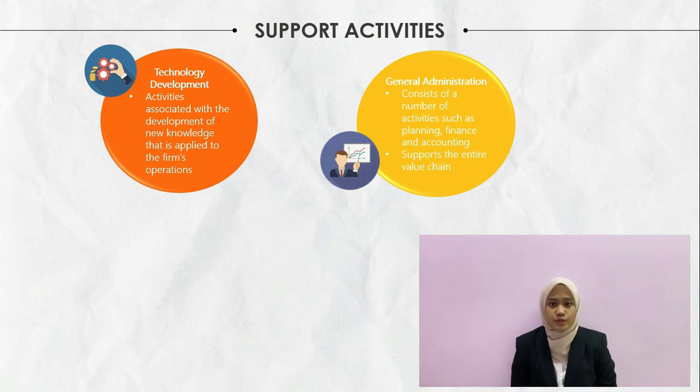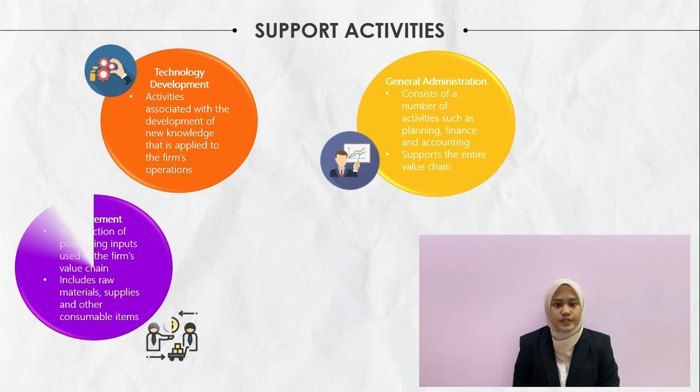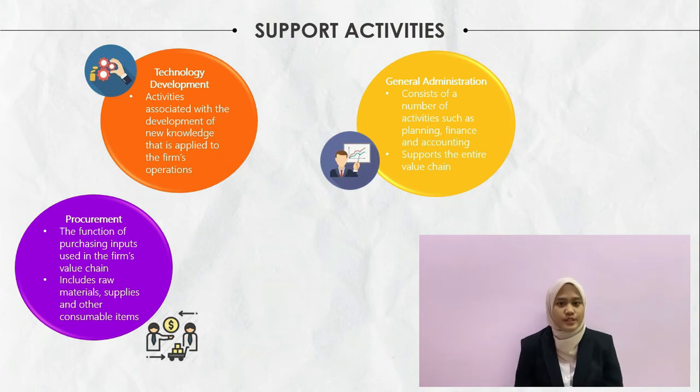As for procurement, it refers to the function of purchasing inputs used in the organization's value chain. The purchased inputs include raw materials, supplies, assets, and other consumable items. The factors that can be considered as value creation under these activities are how the organization analyzes and selects the alternative sources of input to minimize dependency on one supplier, and the procurement of raw material inputs to optimize quality and speed. Lastly, human resource management.